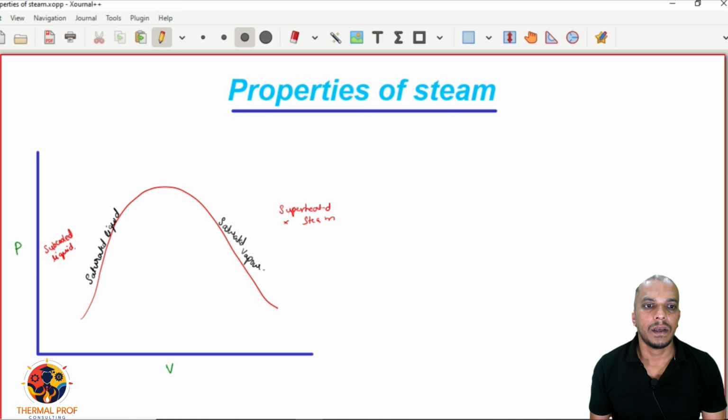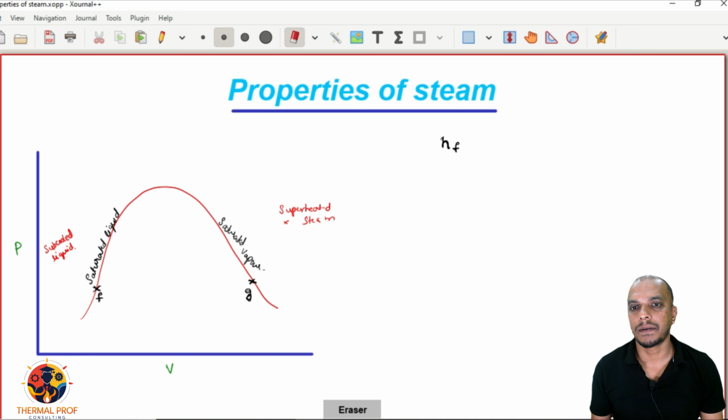Now, in order to find out the properties, if we talk about anything on saturated liquid, in our data handbook, it is denoted by suffix F. Anything on this line is denoted by the letter G. Now, for example, if I ask, what is the enthalpy of saturated liquid at 5 bar?